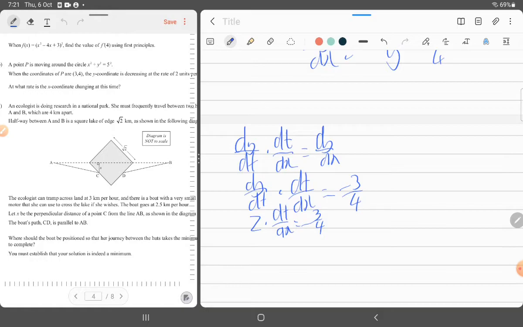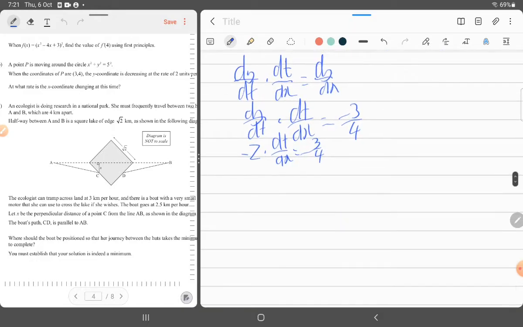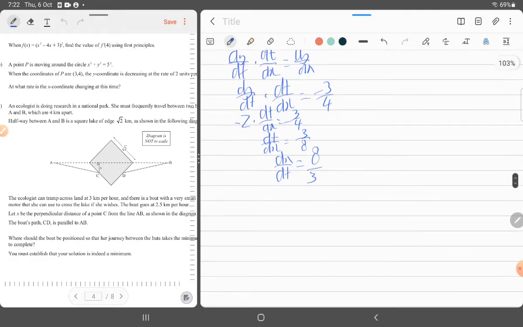When the y coordinates are decreasing, so negative 2. So dt over dx equals 3 over 8, and dx over dt equals 8 over 3. Okay.